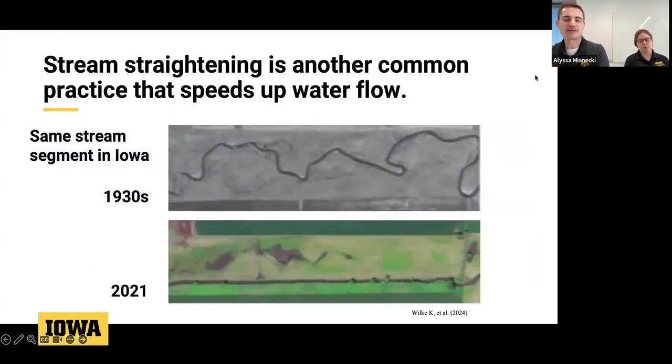So another thing that's happened that's influenced the facilitation of water to rivers and streams is this concept of stream straightening. And we've got an example of that shown here. This is the same little reach of a stream back in the day, almost 100 years ago now, and we see that it curved and bended and meandered a lot. And that's how most of the streams used to be in Iowa. But what we've done is we've gone in and straightened those.